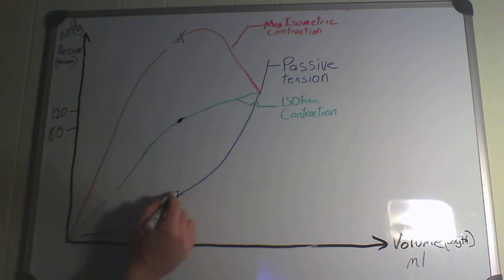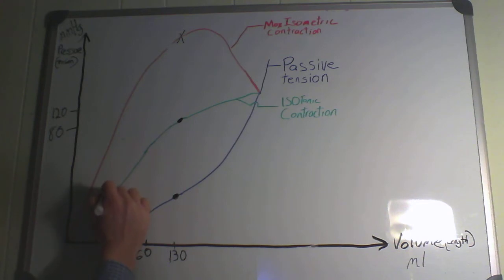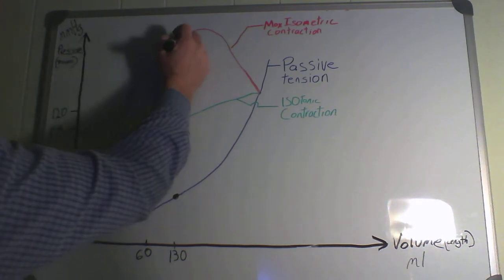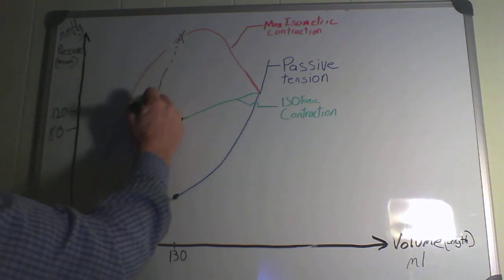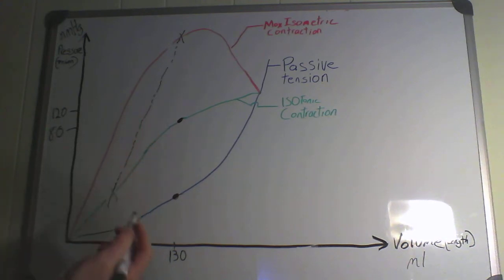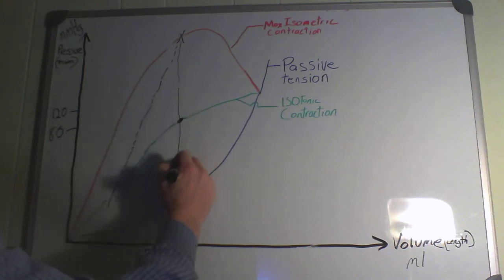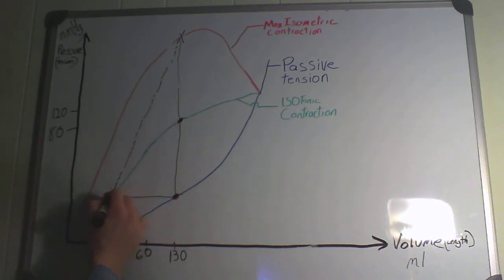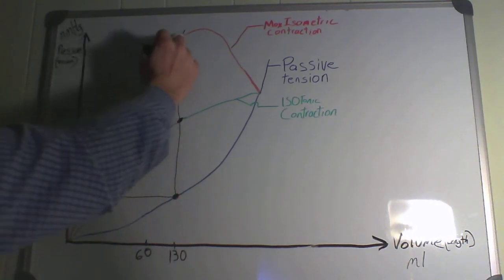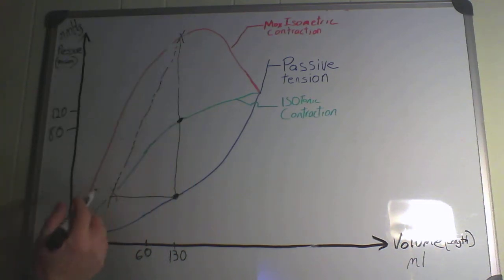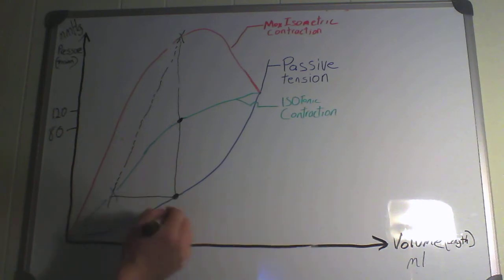We'll come over to the isotonic contraction, and we'll make a point here. And basically what this is, you're going to join these two. Alright? And intuitively you can see that basically it's just the sum of the max isometric contraction and the isotonic contraction at 130 milliliters of blood, initial blood amount.